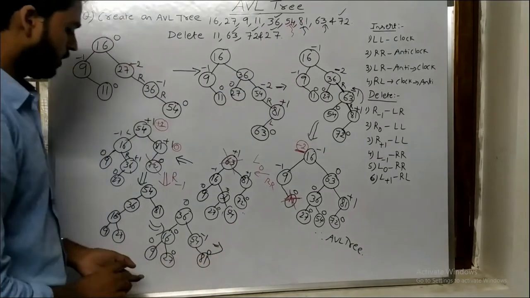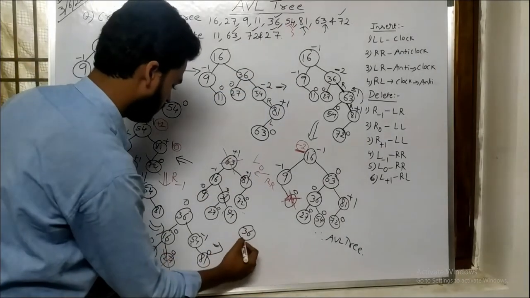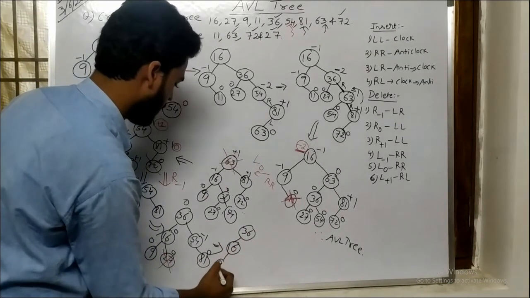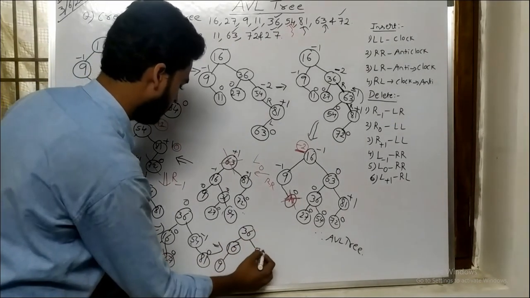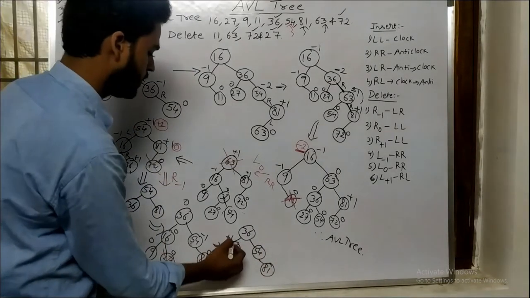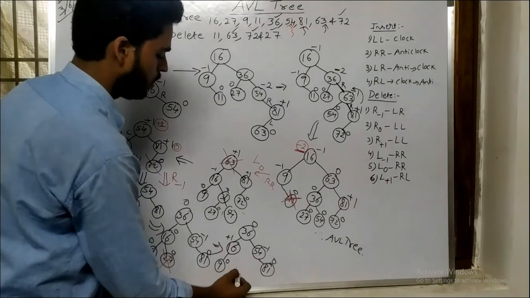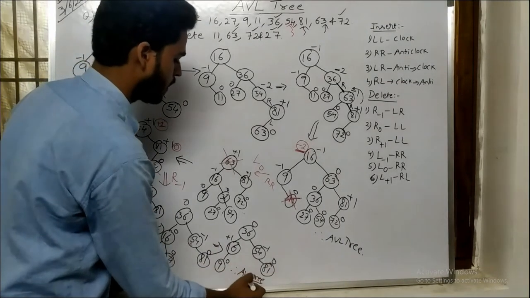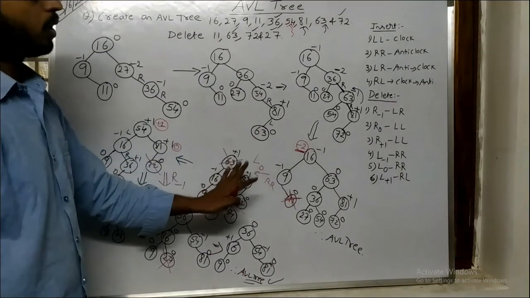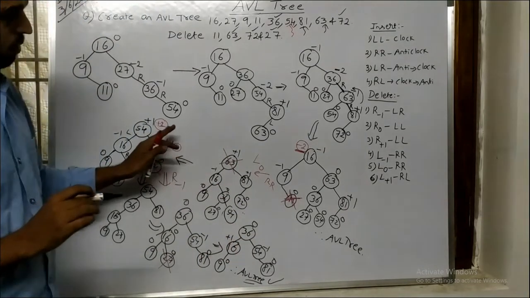If I am going to delete 27, is there any problem? No. 36, 16, 9, 54, 81. 0, plus 1, 0, minus 1, 1, 2, 0. So it is balanced. Okay, so this way we are going to perform deletion. Okay, fine.